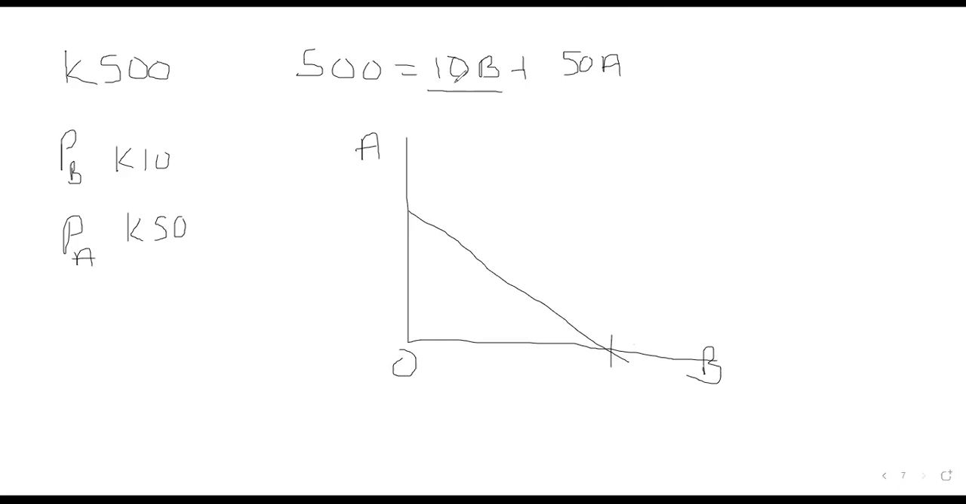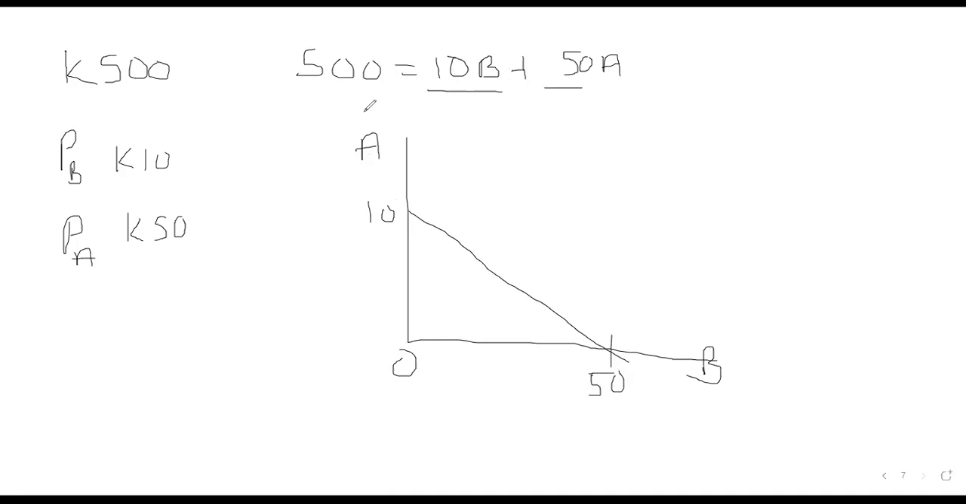So when you divide 10 into 500, you get the 50 there. That is on the banana. On the apple, we divide by 50 on both sides. We're going to get a 10. So this is our budget line.